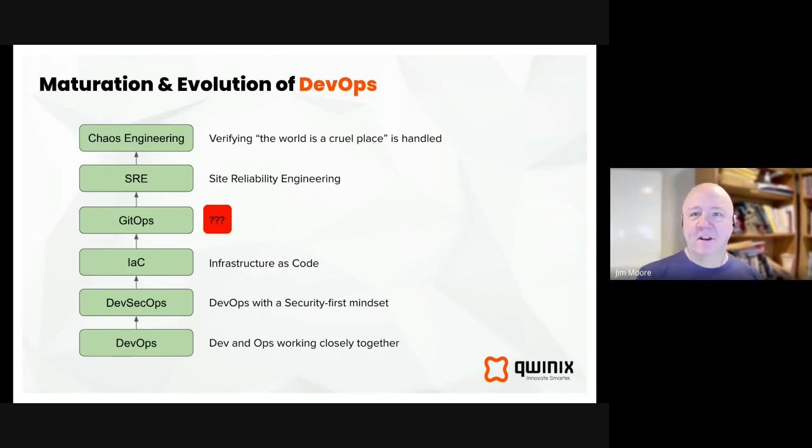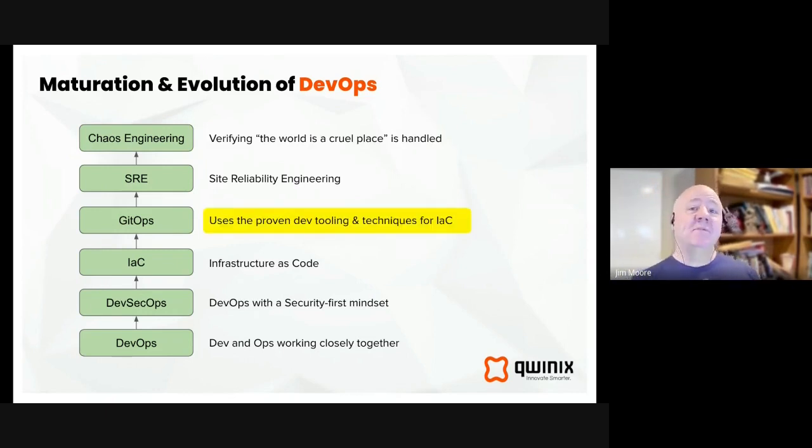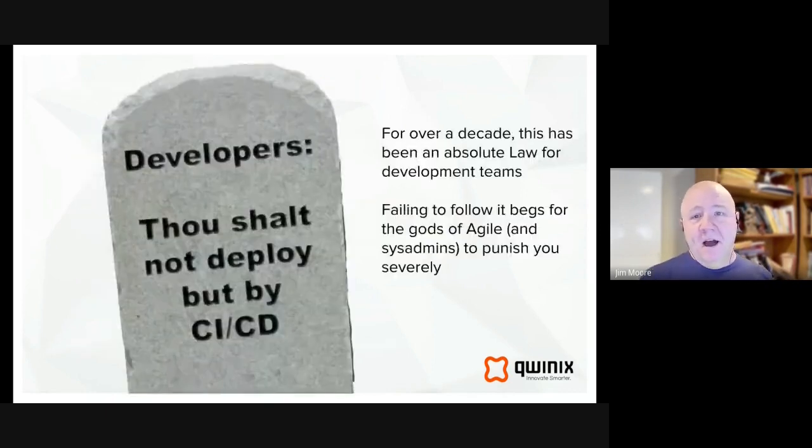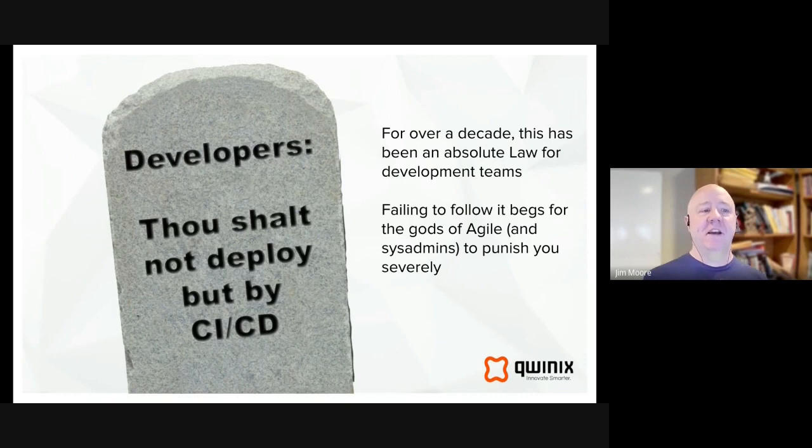Let's talk about GitOps. What GitOps is, and we'll flesh this out quite a bit more, is using proven development tools and techniques for infrastructure as code. So taking that forward, developers are very much used to the idea of thou shalt not deploy, but by continuous integration, continuous deployment.